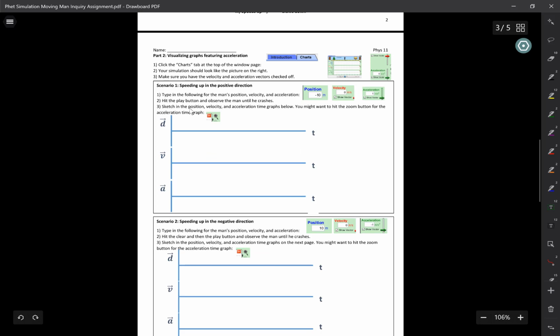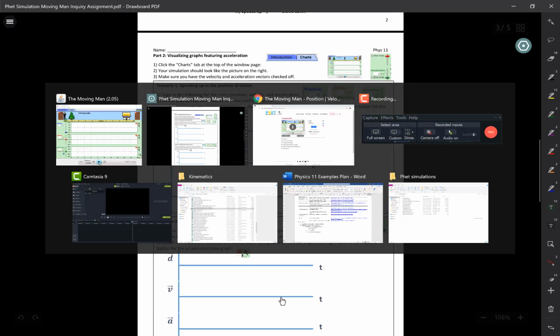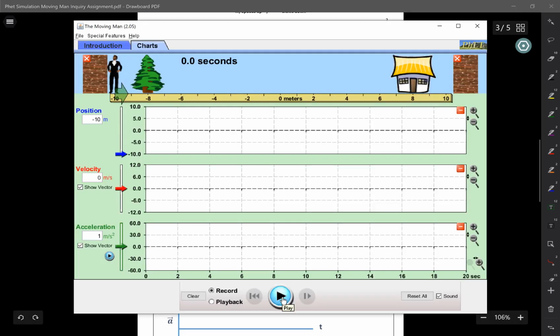Hit the play button until he crashes. Sketch in the position, velocity, and acceleration time graphs below. You might want to hit the zoom button. Okay, so I'm going to do this with you, just to give you a sense of what's happening. Actually, I'm going to do one more, but for 2 of the 4, I will show you what it looks like. The other 2, I'm going to ask you to do yourself. Okay, so I'm going to hit the play button to show you what to expect.